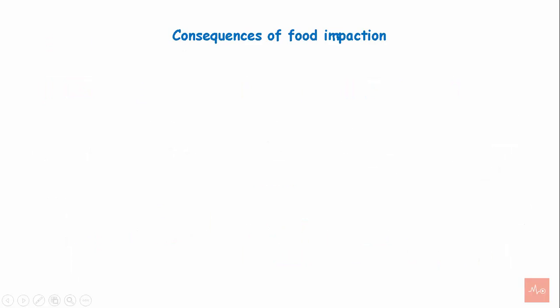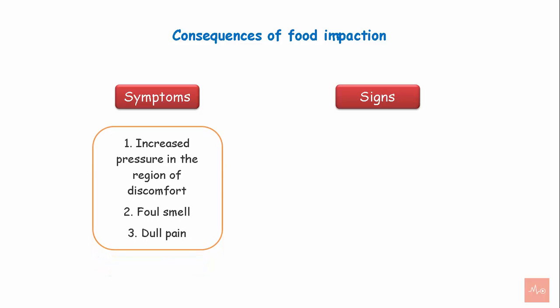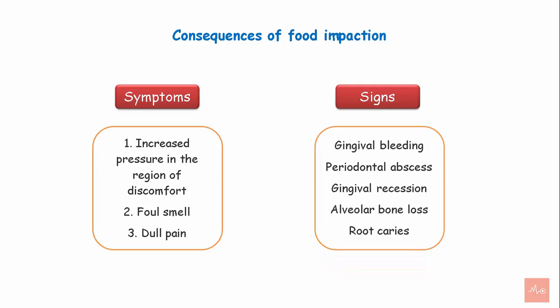Consequences of food impaction. It can lead to certain signs and symptoms. Symptoms include increased pressure in the region of the discomfort, foul smell, and dull pain. Signs seen are gingival bleeding, periodontal abscess, gingival recession, alveolar bone loss, and root caries.